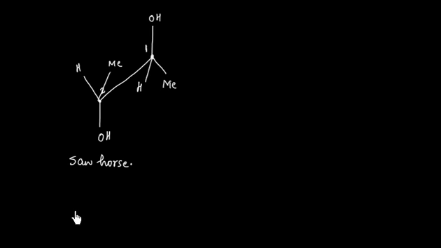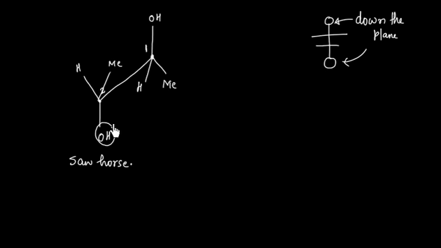Now next thing, we know in Fischer projection formula, bonds on the vertical line are downside the plane. So whatever group we have here, this is down the plane. And whatever group we have here, this is also down the plane. So we will try to make this group and this group down the plane in the Sawhorse projection formula. This group is already down the plane. I need to make this group down the plane as well.